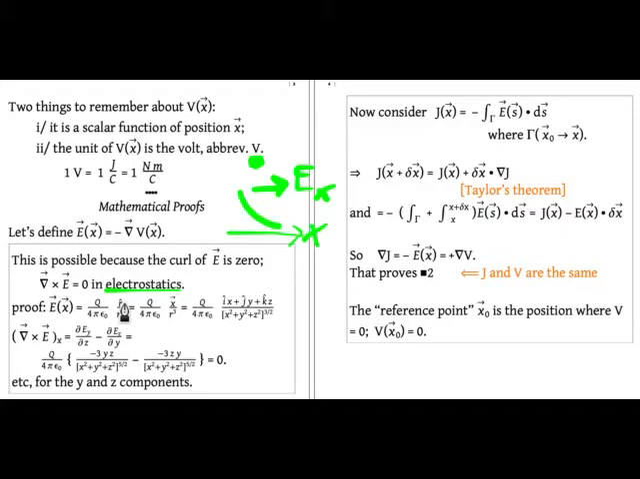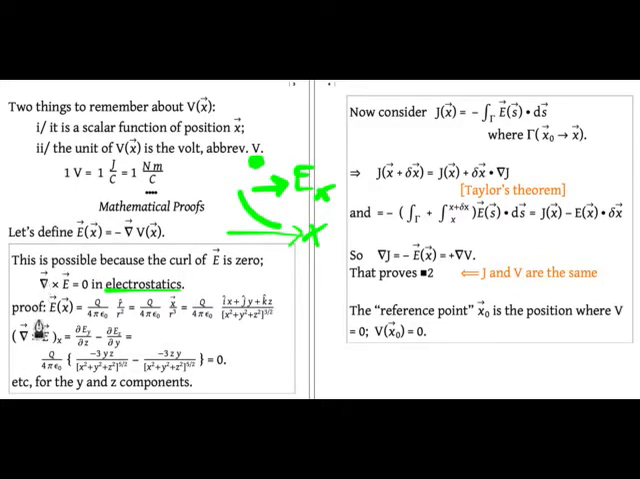r hat is the unit vector in the direction of the position vector x, so it's x over r. So r hat over r squared is x over r cubed. Or we could write that as i hat x plus j hat y plus k hat z divided by r cubed. r is x squared plus y squared plus z squared to the 1/2 by the Pythagorean theorem. So r cubed is x squared plus y squared plus z squared to the 3/2.